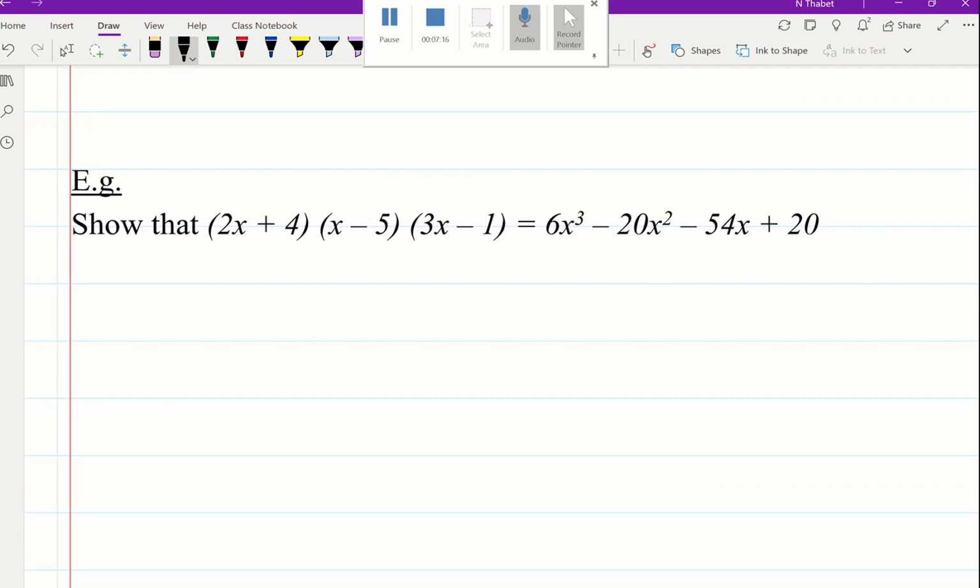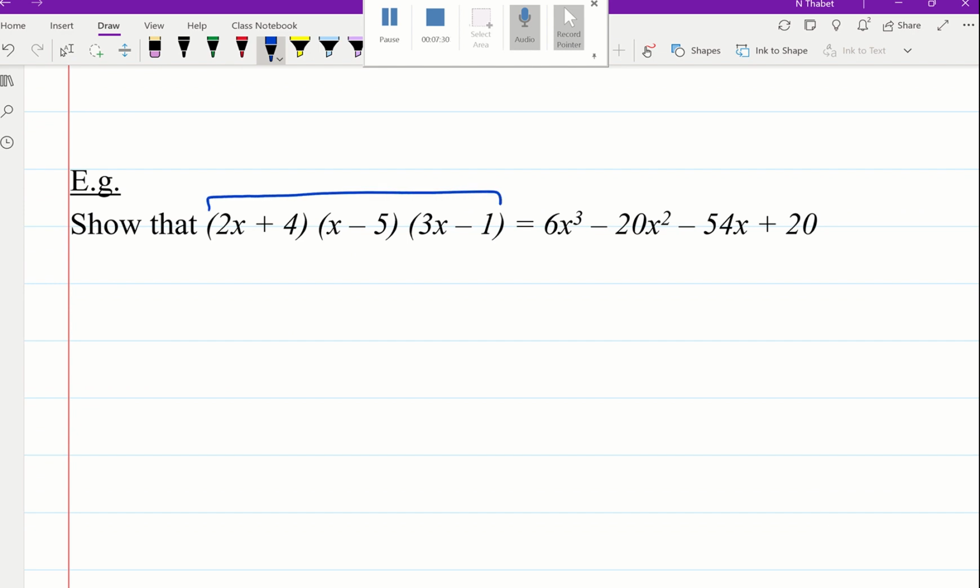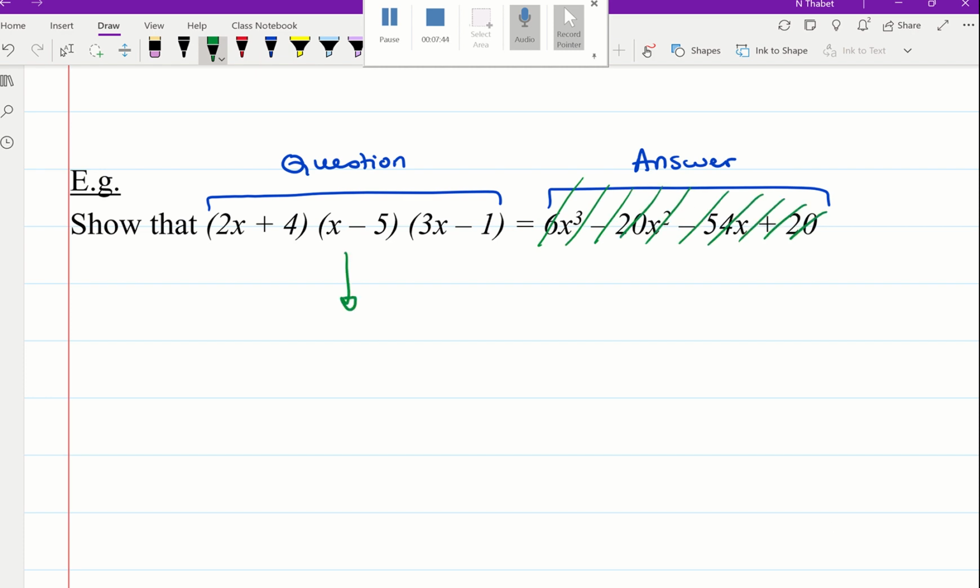The next example says, show that 2x plus 4 times x minus 5 times 3x minus 1 equals, and it gives you the answer. And they like that at GCSE. They have basically given you the question, and they have also given you the answer. What they want you to do is to ignore the answer and do all the workings for the question. But at the end, if you've done everything correctly, your answer should be exactly identical to their answer at the top, which is quite nice.